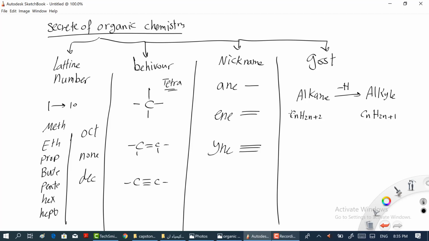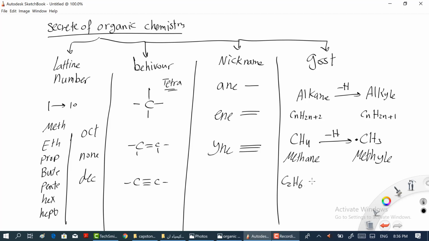Let's take an example. CH4 decreases one hydrogen atom, so it will be CH3. CH3 then has an open position for the bond and electrons. So methane, ane, A-N-E, loses one hydrogen, so it changes to methyl. The general formula in this case is CnH2n+1 only.